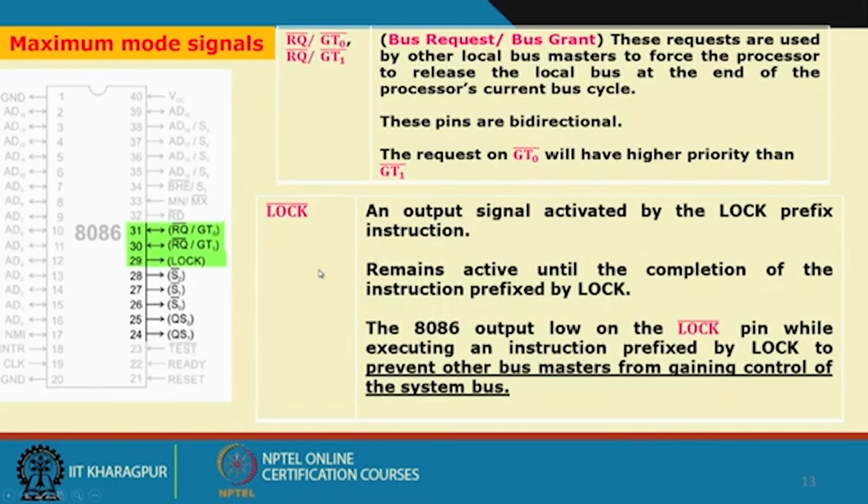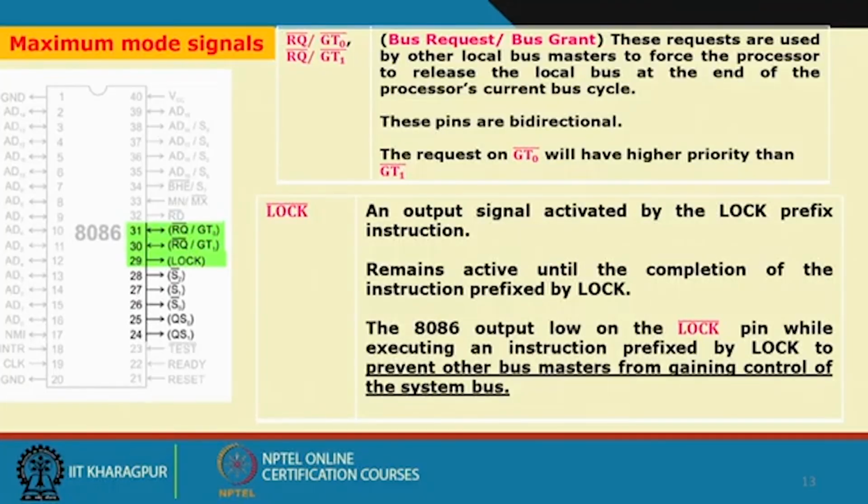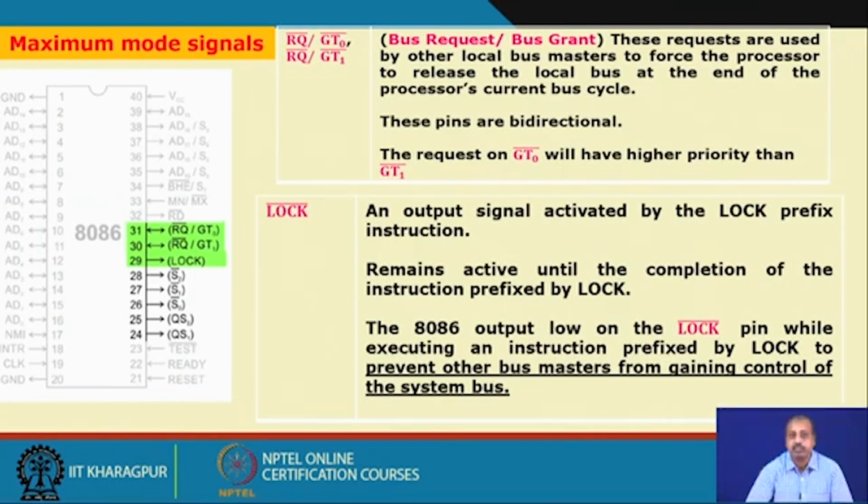Then there is another line, LOCK. This is an output signal activated by the lock prefix instruction. Some instructions have a lock prefix, and this remains active until the completion of the instruction prefixed by lock. The output will be made low while executing an instruction prefixed by lock, to prevent other bus masters from gaining control of the system bus. If the 8086 is in maximum mode, we have a number of such masters connected, a number of 8086 chips, and each of them can act as a master.